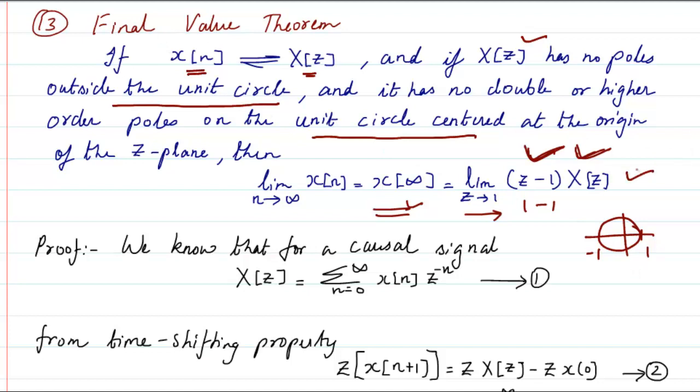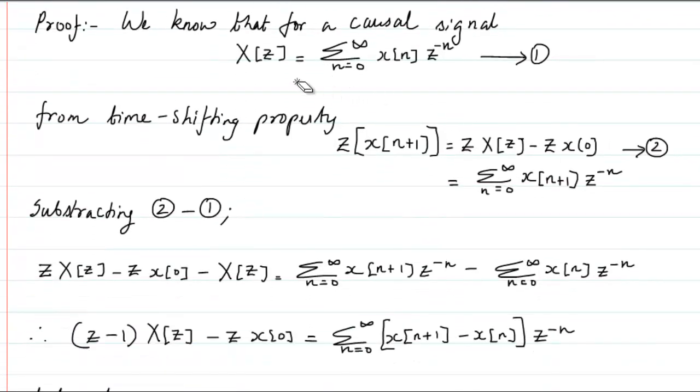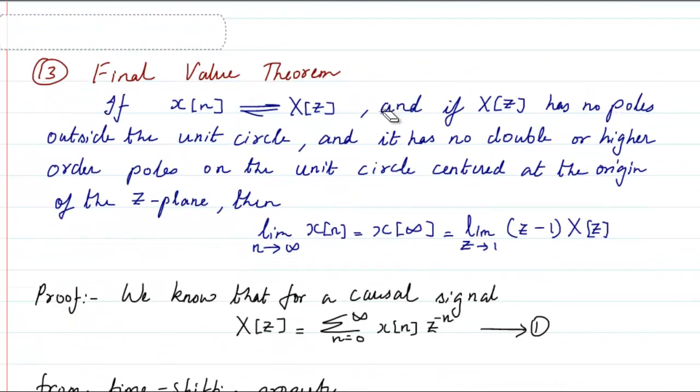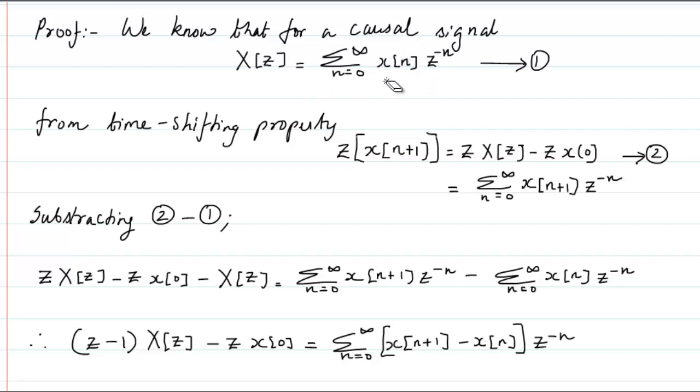Now let us prove this. We already know that for a causal signal, the function is going to be given by this. You might be asking how a causal signal has come in all of a sudden. That is because of these conditions. Because of these conditions, x of n automatically becomes a causal signal. So we know that for a causal signal the Z transform equation is from 0 to infinity.